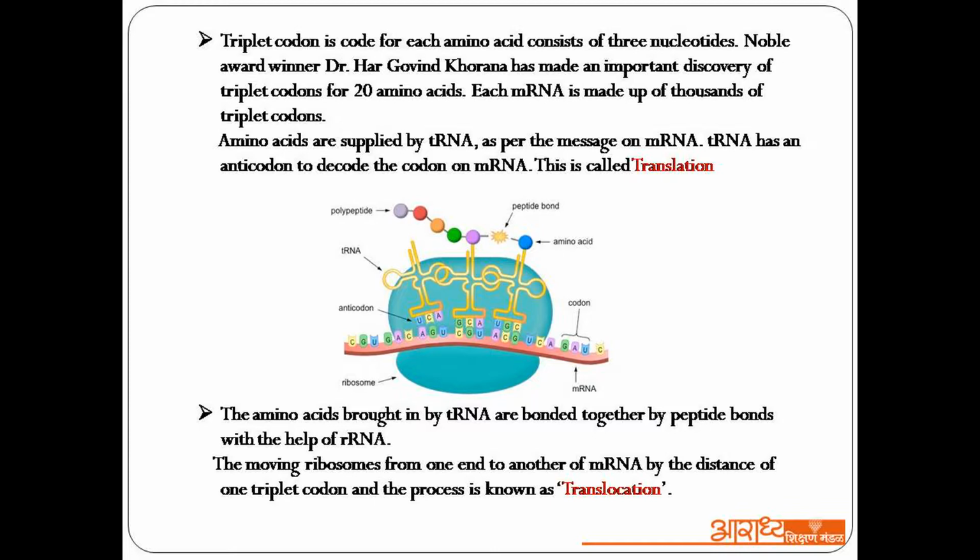This is called translation. The amino acids brought in by tRNA are bonded together by peptide bonds with the help of rRNA. The ribosome moves from one end of mRNA to the other by the distance of one triplet codon at a time, and the process is known as translocation.